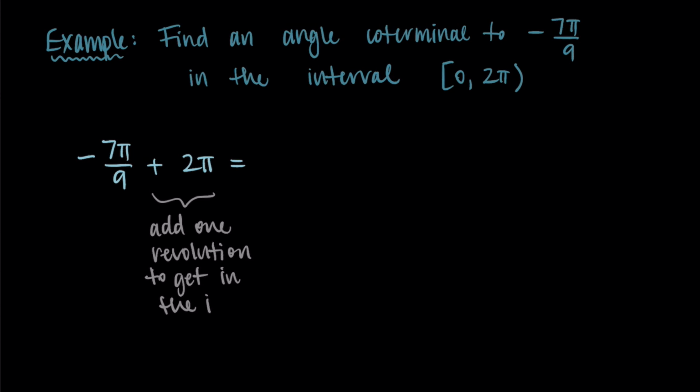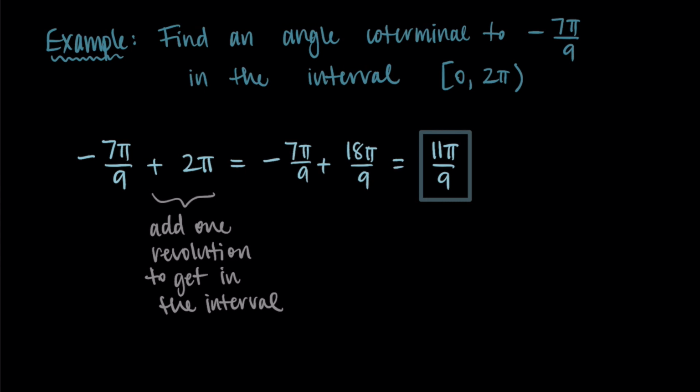We're going to add 2 pi, one revolution, and because we have fractions, I'm going to write 2 as 18 over 9. So I'm actually adding 18 over 9 pi. I choose that because they have common denominators. And so I do negative 7 pi plus 18 pi, and I'm getting 11 pi over 9, adding those two fractions. Okay, so now I have 11 pi over 9, and I'm pretty confident that's my final answer.